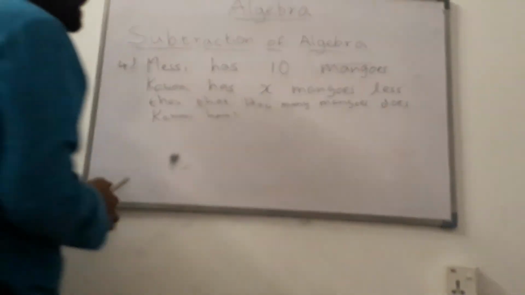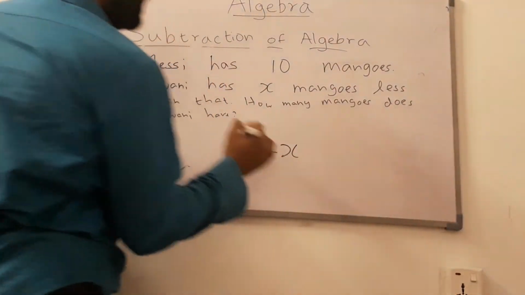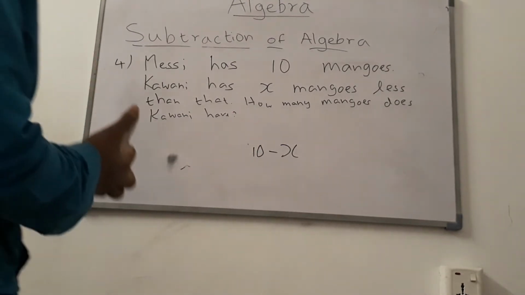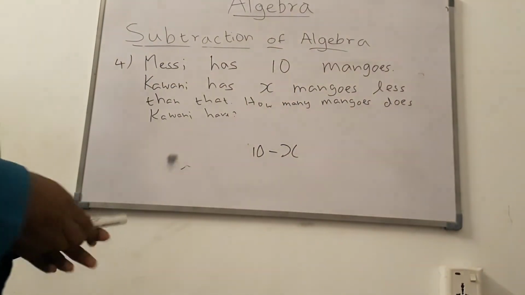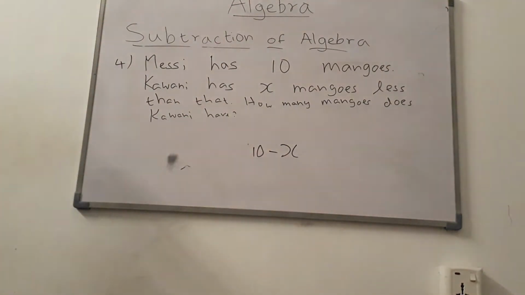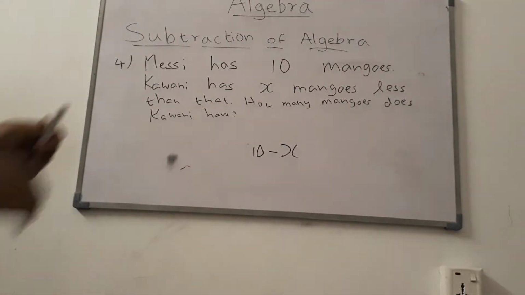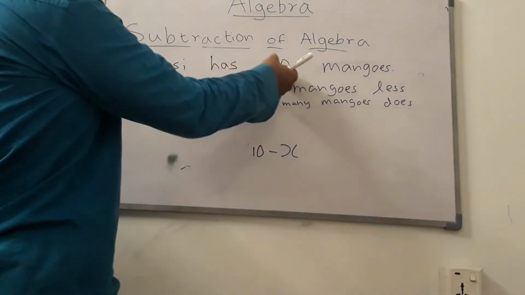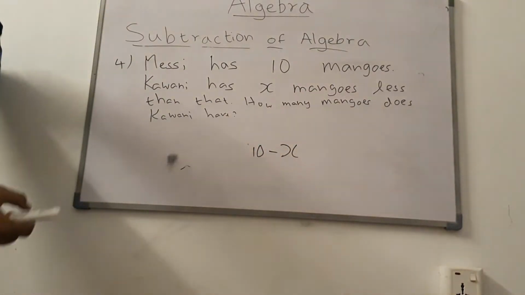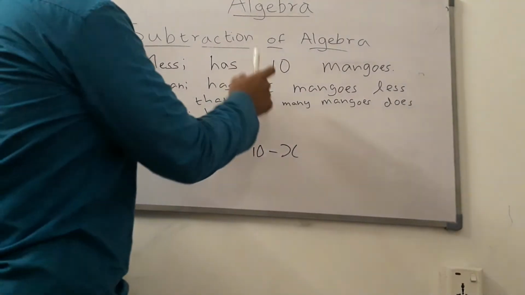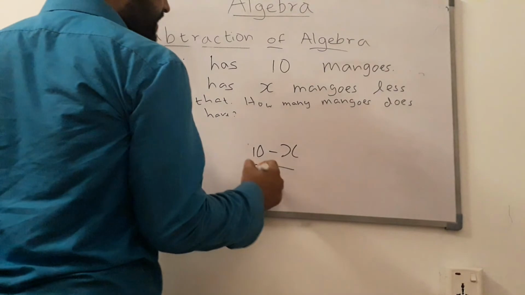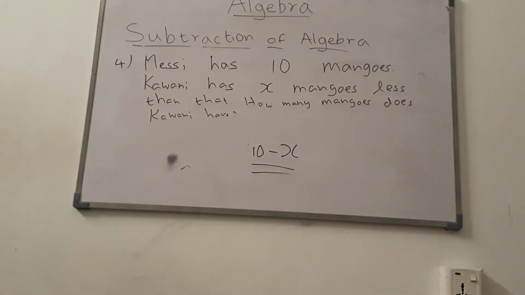x mangoes less means you have to subtract x from 10, not 10 from x. Normally, in other sums, we subtract the number term from the algebraic term. But according to this sum, we have to subtract the algebraic term from the number term. Why? That's how the sum is given. Because Messi has 10, and x is less than 10. So Messi has 10 mangoes, Cavani has x mangoes less, which means you have to subtract x from 10. So the answer is 10 minus x. More than that we can't simplify.